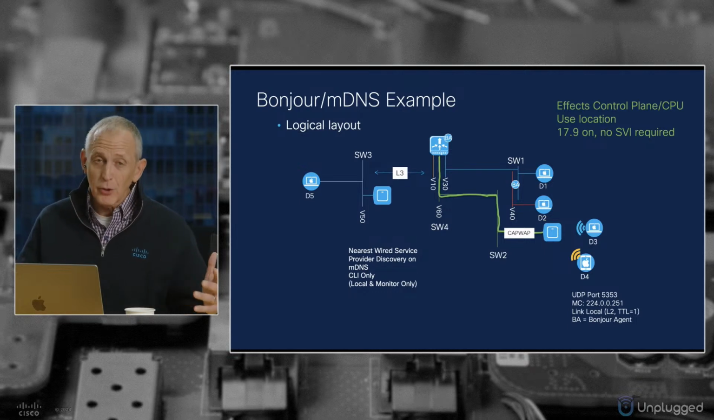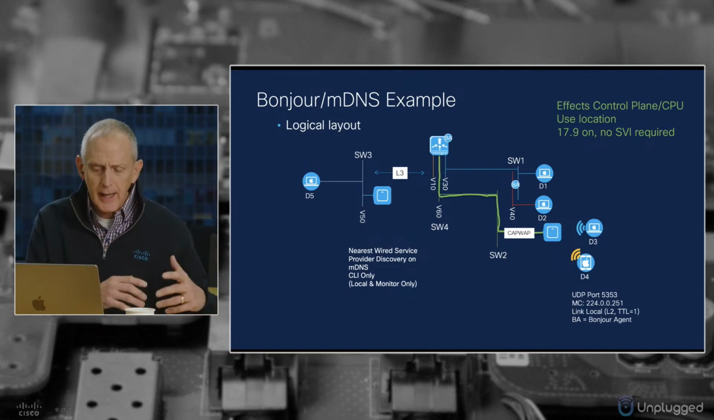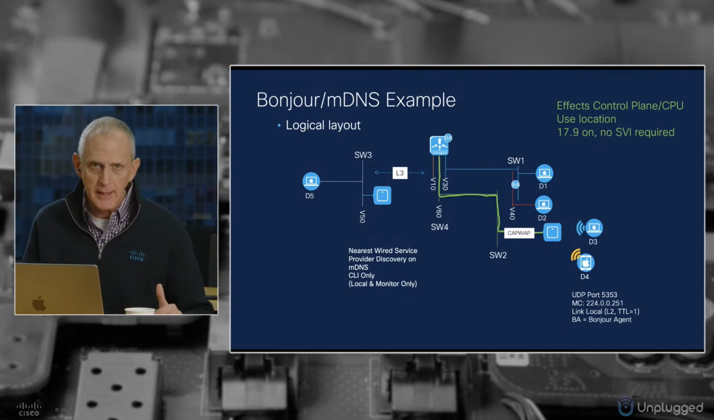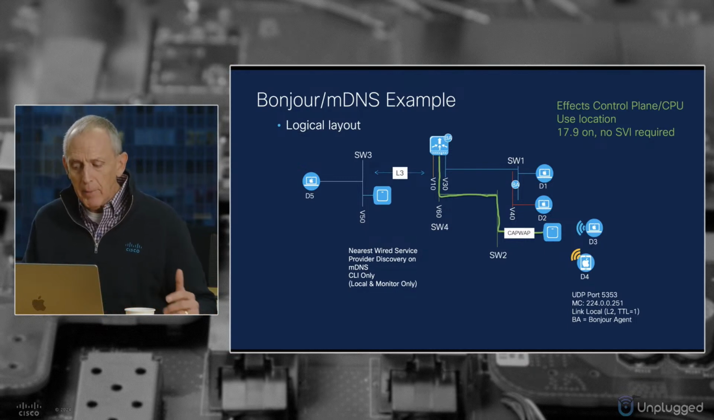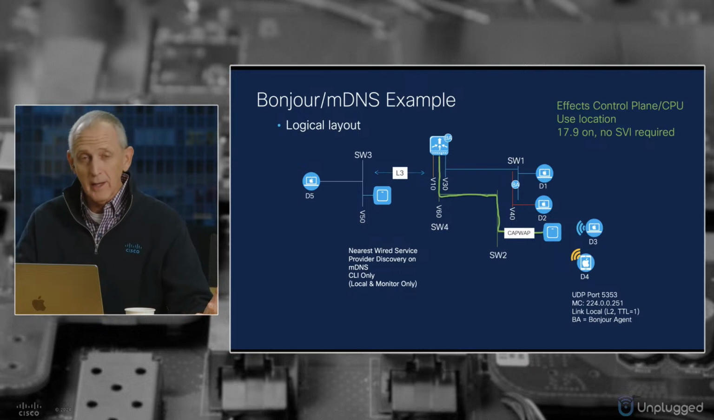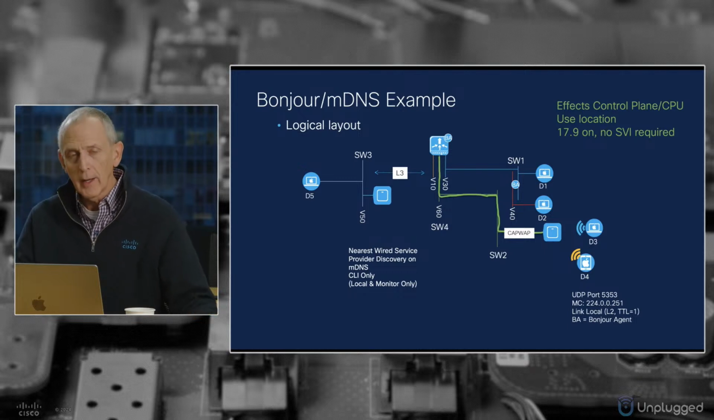And remember, Bonjour, if you remember, we kind of covered this last time, it's DNS, right? But it's using multicast to do DNS. It's a unique sort of multicast because it's link local, right? We typically think, hey, it's multicast, so let's do PIM and route this multicast. No, because its time to live is one. It's link local, so you can't route mDNS traffic.